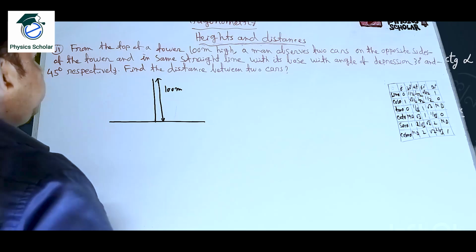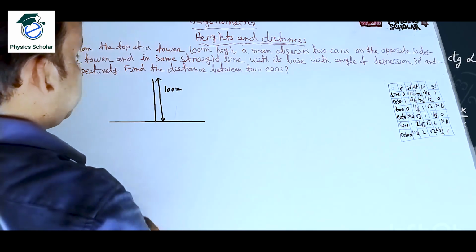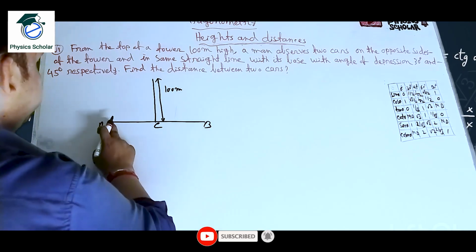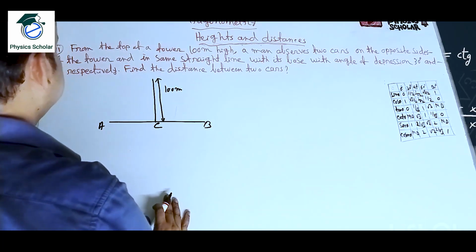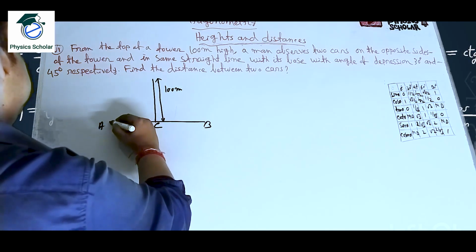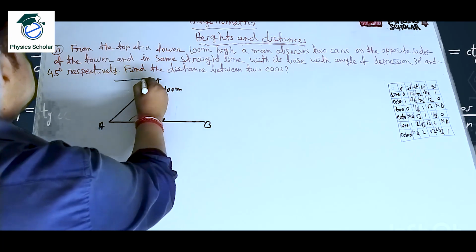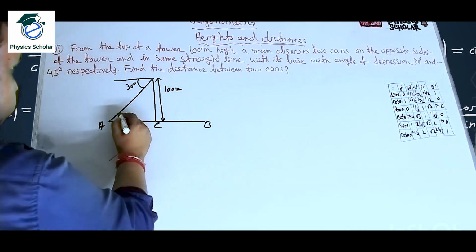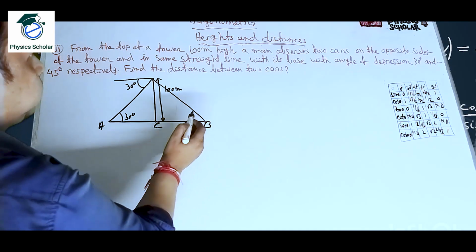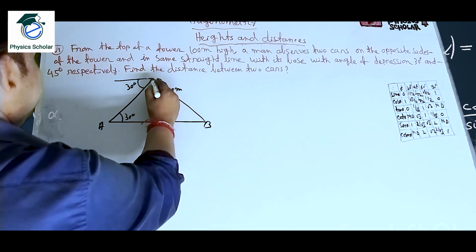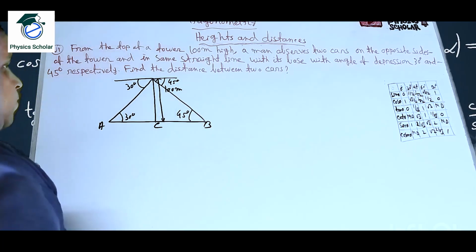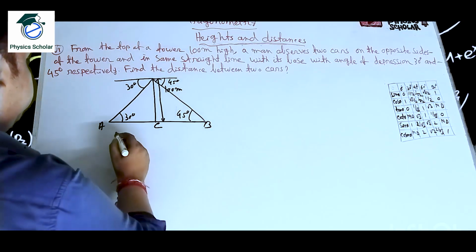Clear? Now the thing is that two cars are there at point A, B, and this point C. One car is at point A and the other car is at point B, in the same straight line with the base, with an angle of depression of 30 degree. That means the angle of depression here is 30 degree, so this angle will also be 30 degree. And here the angle of depression is 45 degree, so this angle will also be 45 degree. We have to find out the distance between the two cars.